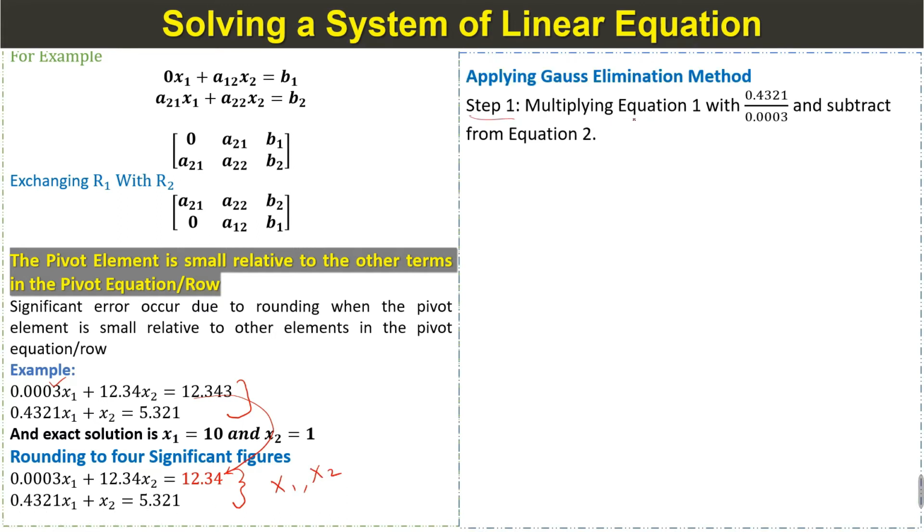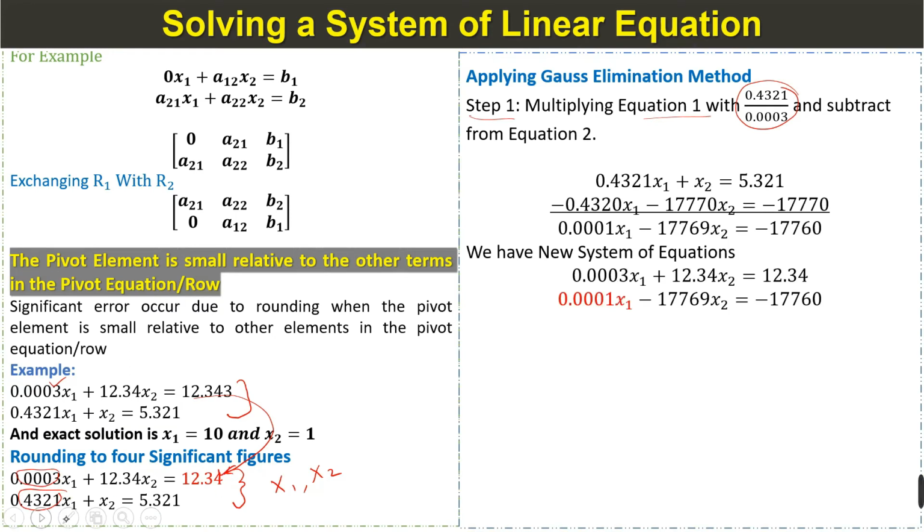Step 1, multiplying equation 1 with this term. We know that we multiply this one and divide by the pivot element of the pivot equation, and after applying it we get this one. Then we subtract from equation 2. This is our equation 2, and after subtracting we get this equation, and now we have a new system of equations. This is the first equation, and this one is the second equation.